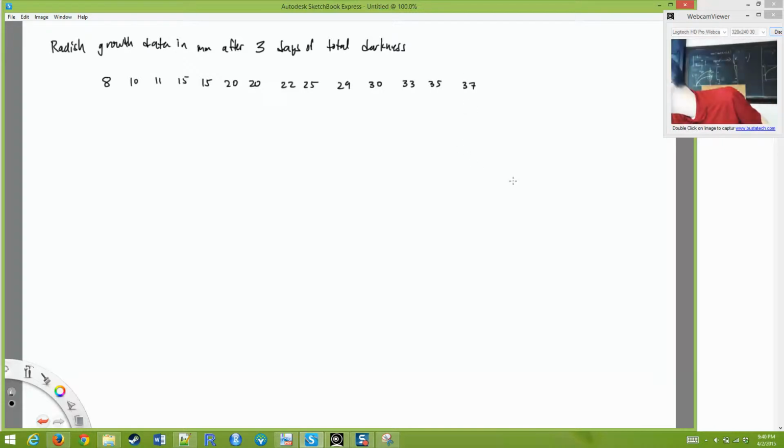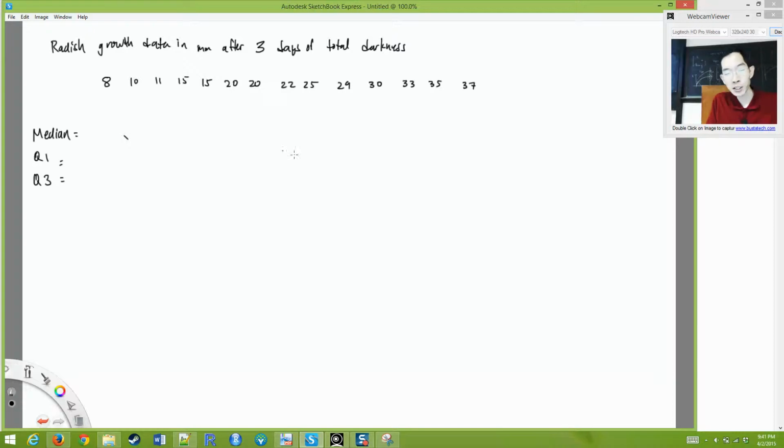I hope I counted these right. 1, 2, 3, 4, 5, 6, 7, 8, 9, 10, 11, 12, 13, 14. Good. Okay, so let's make a box plot. First let's find the median, Q1, and Q3.